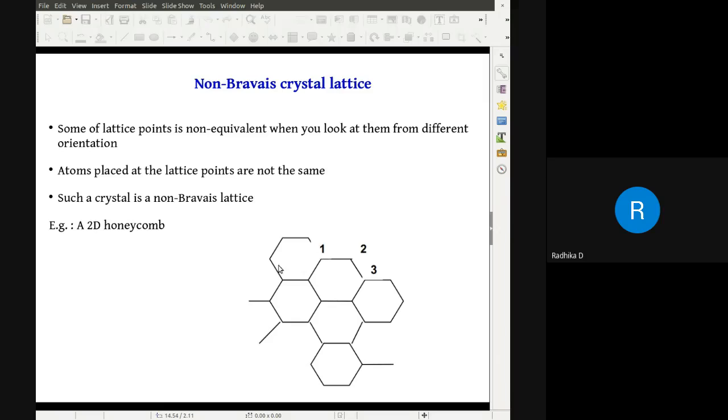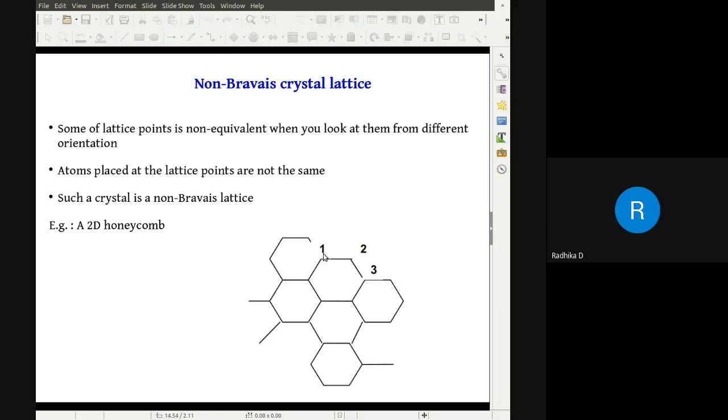Honeycomb, you would have seen it, or heard about it, or seen it in some pictures or videos, Nat Geo and all, right? So the honeycomb structure is an example of a non-Bravais lattice. If I consider the different lattice points, position 1, position 2, position 3, they are not all equal. They don't look the same. If I look in this direction, it looks different. Suppose you can see the direction in which the arrow is going. If I look in this direction, the structure looks like something; if I look in this direction, the structure looks like something else.